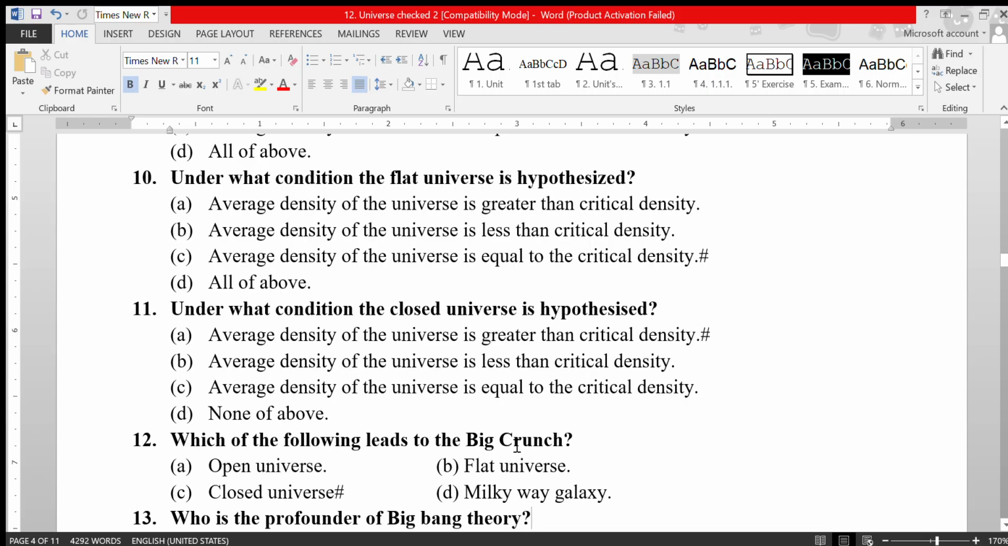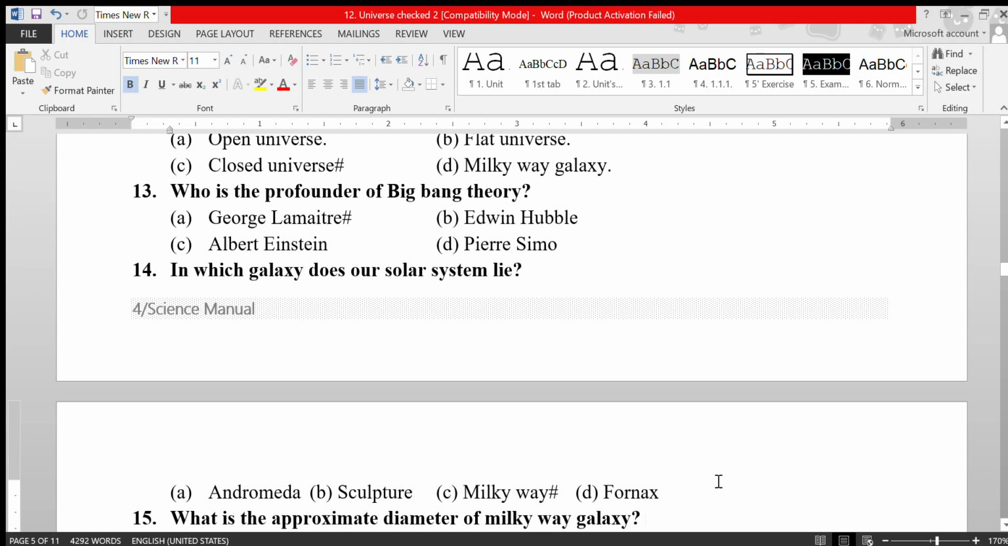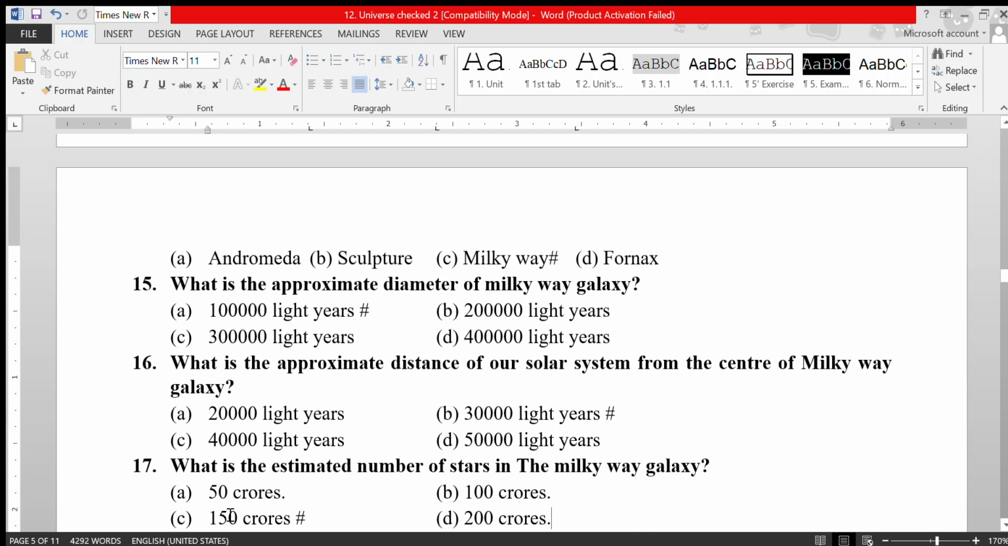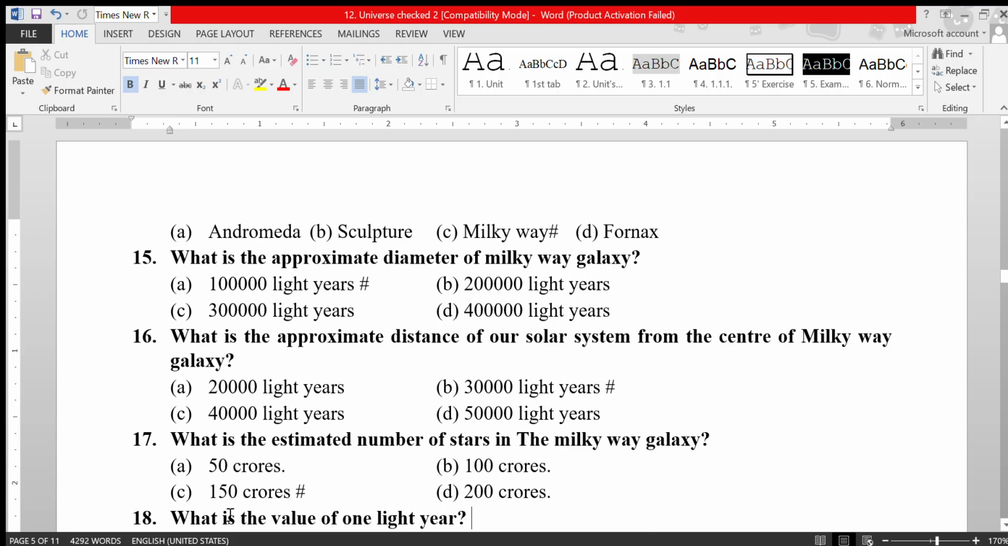Which of the following is the list of Big Crunch, closed universe? Who is the proponent of Big Bang theory? Georges Lemaitre. Question number 15. What is the approximate diameter of the Milky Way galaxy? 1 lakh light years. What is the approximate distance of our solar system from the center of the Milky Way galaxy? 30,000 light years. What is the estimated number of stars in the Milky Way galaxy? 150 crore.